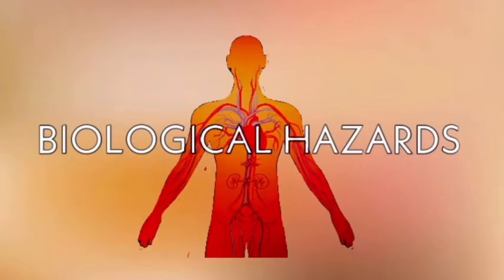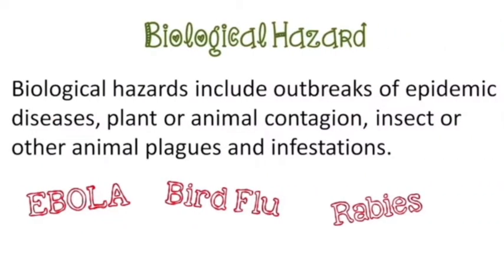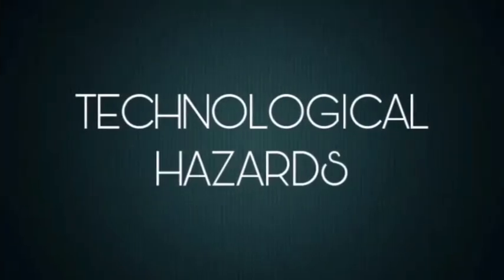Let's now proceed to biological hazards. Biological hazards refers to threat from viruses or bacteria, medical wastes, microbiological samples, or toxic chemicals of biological origin that can cause harm to human life. Now you can see there we have the examples like Ebola, bird flu, and animal rabies. Sources of biological hazards may include bacteria, viruses, insects, plants, birds, animals, and humans. These organisms can affect human health, including infection, intoxication, and even death.